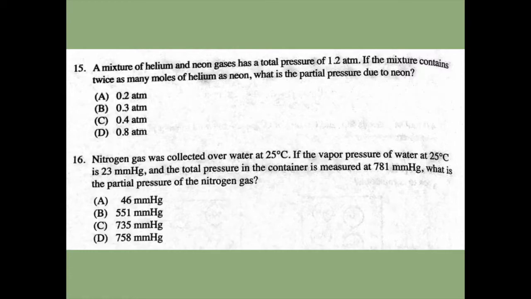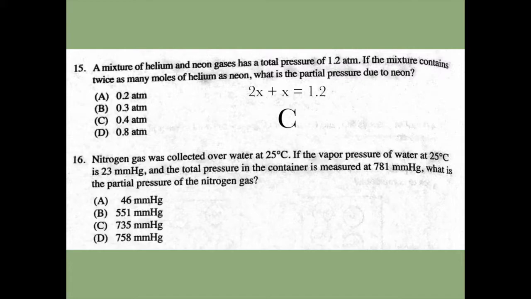If my number of moles of neon is X, that means my number of moles of helium would be 2X. So it would be 2X plus X equals 1.2. That's my total pressure based on Dalton's law of partial pressures. So then I can solve this, and X is going to be 0.4, which is my partial pressure of neon. And I'm done. It's as easy as that.